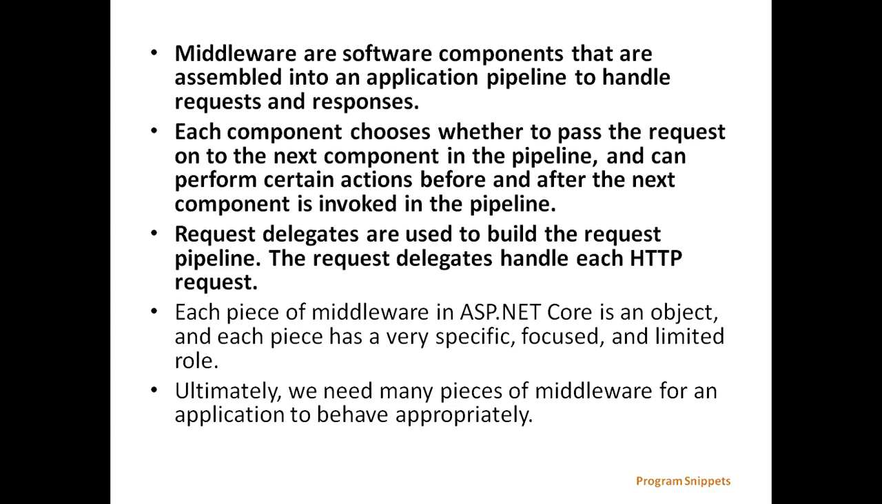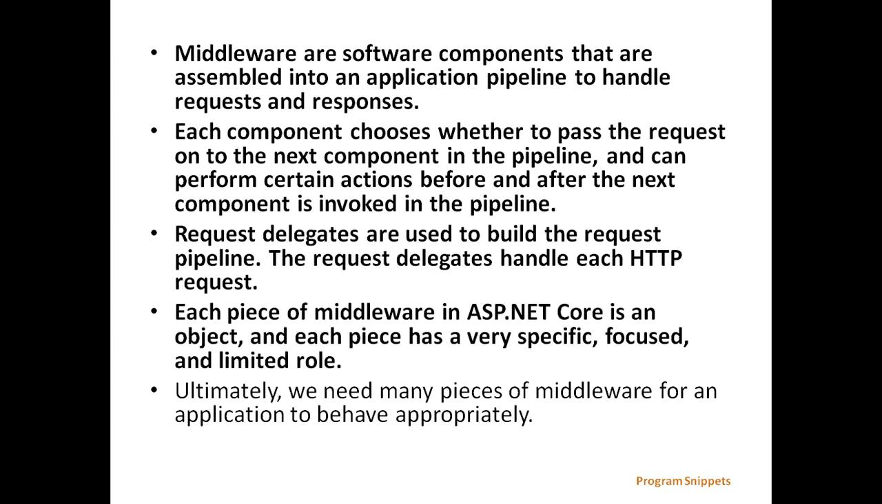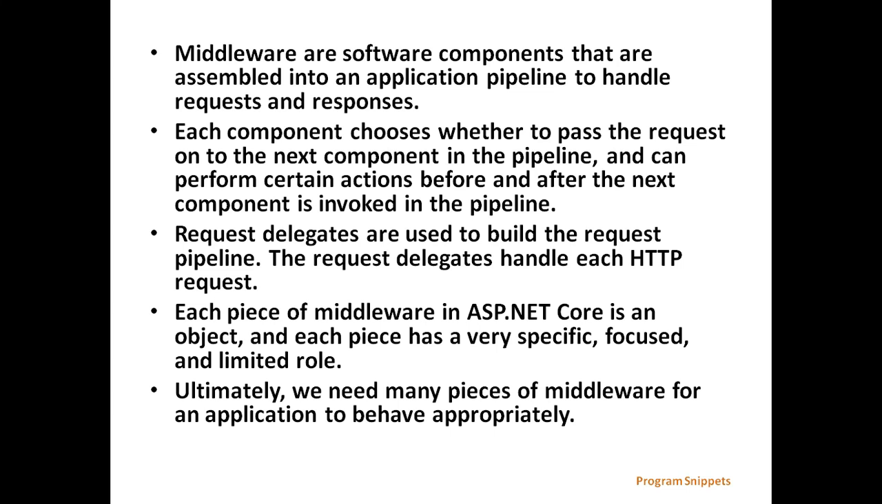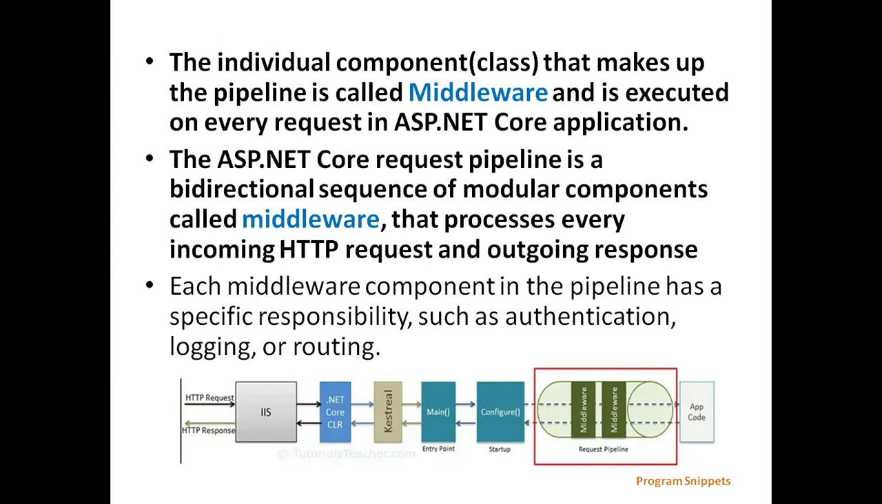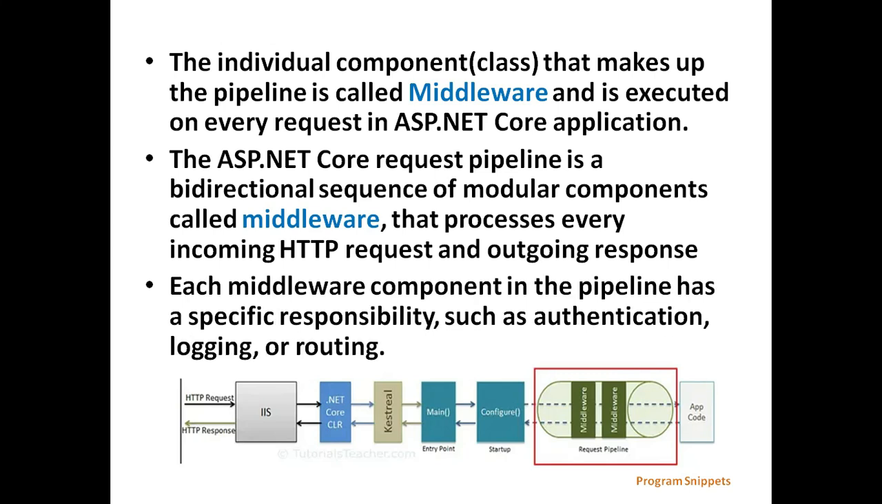Request delegates are used to build the request pipeline. The request delegates handle each HTTP request. Each piece of middleware in ASP.NET Core is an object, and each piece has a very specific, focused and limited role. So to run an application appropriately, we need many pieces of middleware. The individual components that make up the pipeline are called middleware and are executed on every request in the ASP.NET Core application. ASP.NET Core request pipeline is a bidirectional sequence of modular components that processes every incoming HTTP request and outgoing response. Each middleware component in the pipeline has a specific responsibility such as authentication, logging and routing.